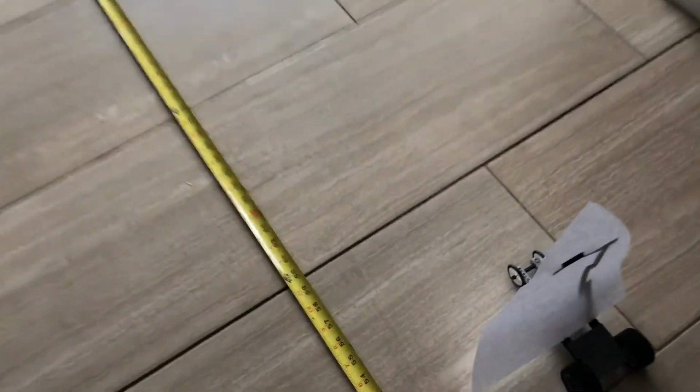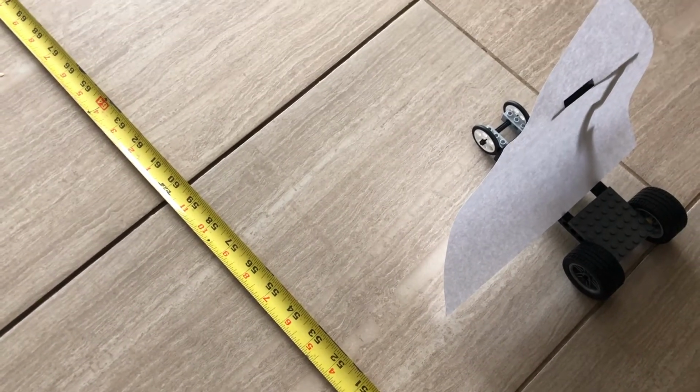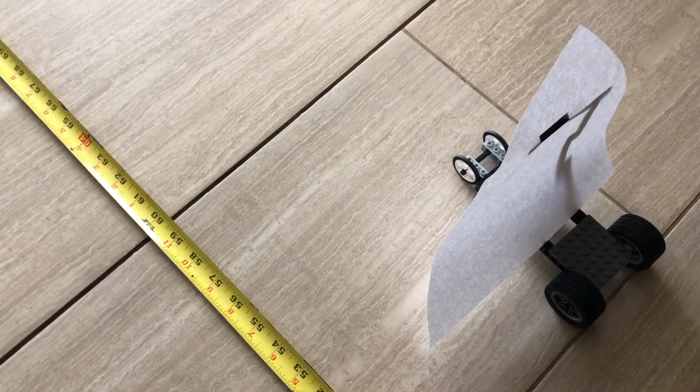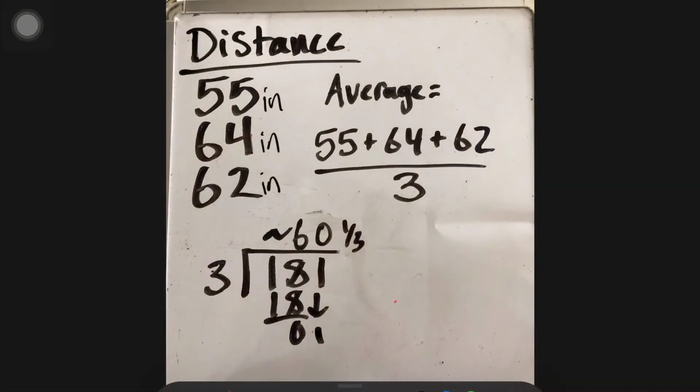And then we're going to repeat this several times just to make sure that we didn't get a one-time fluke. So we're going to do this 3 times and average out the distance and record that as the distance for the sail car. Okay, so I did 3 attempts. Here's attempt 1, 2, and 3. And I recorded the distance in inches.